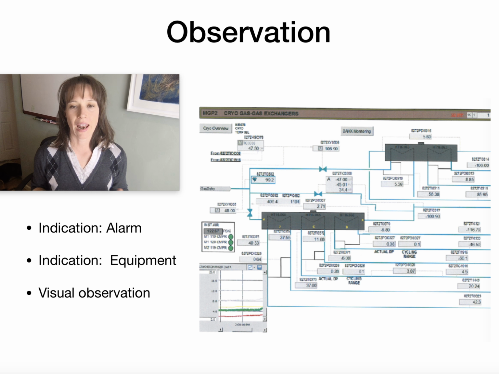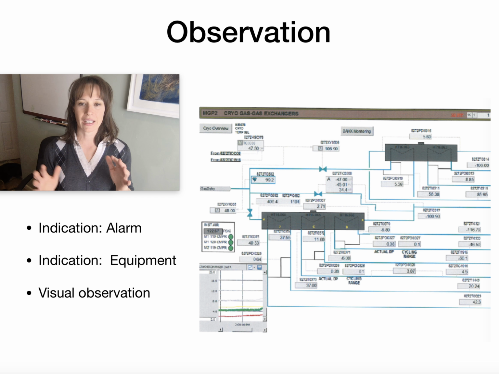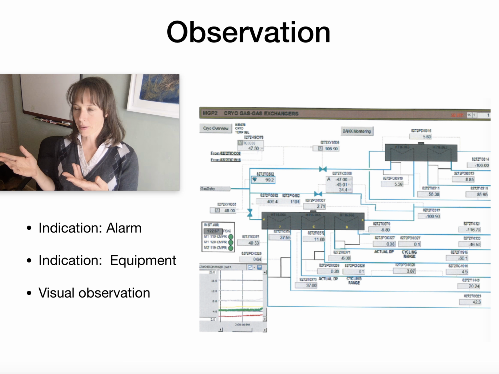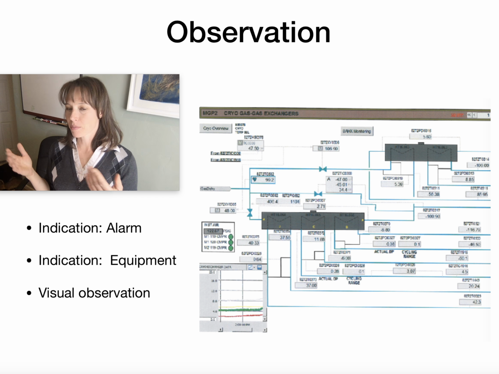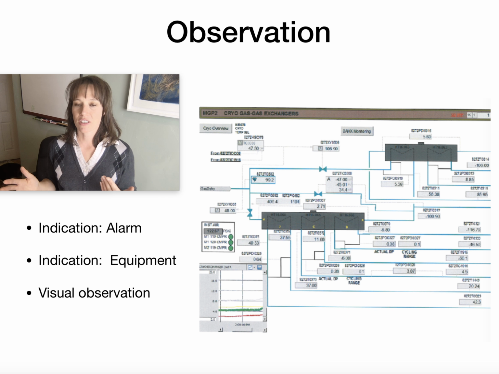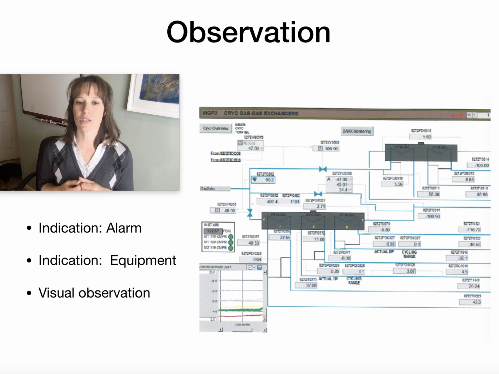So the first thing that happens in a troubleshooting situation or a system upset is there's an observation of that system upset. There's something that tells us something is going wrong in our system. If we're watching the board, like this is an example here of a board that you may be watching, with the process flow diagram, your first indication may be an alarm, a high level alarm, a high pressure alarm, some type of alarm is going off, and you're seeing this on your screen.